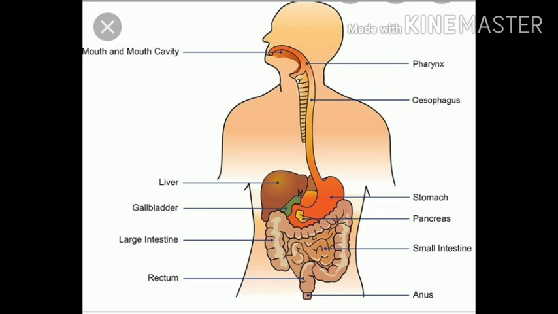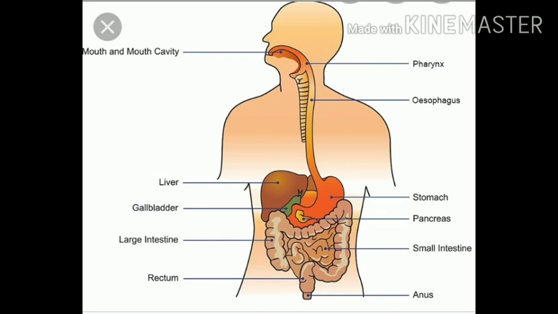Whatever food you eat will get mixed with that saliva, and then it will create a soft, moist substance, and the digestion will take place properly. Next is the esophagus, a pipe-like structure which helps to pass the food from the mouth to the stomach. Then next to the esophagus is the stomach. In the stomach there are some digestive juices which digest the food properly.